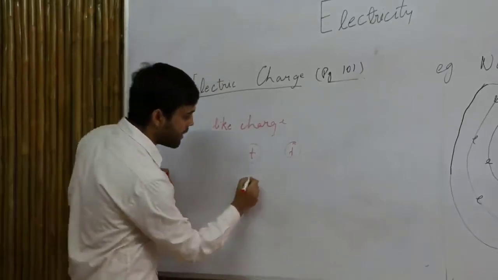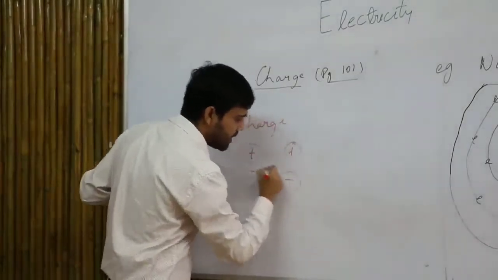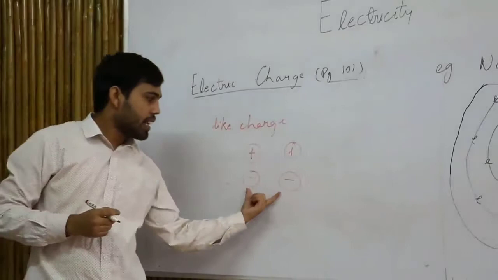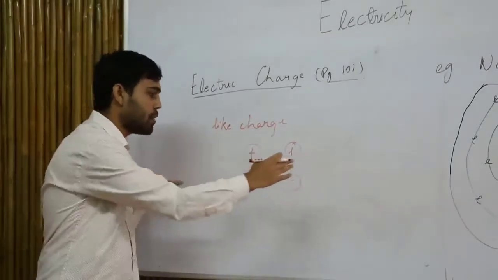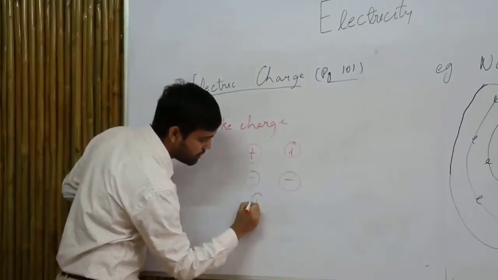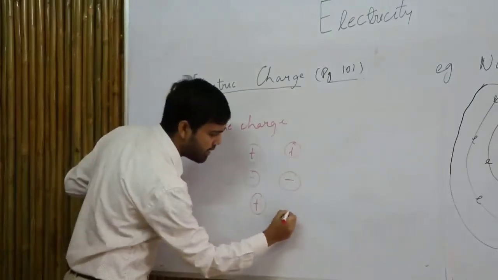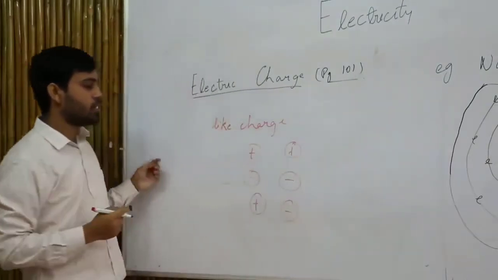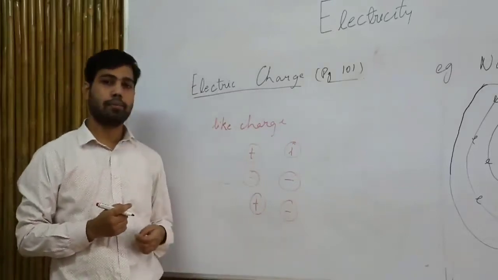If I have a negative charge and a negative charge, these two bodies will again repel each other. They will try to move far from each other. But if I have two opposite charges, a positive charge and a negative charge, these two charges will attract each other.